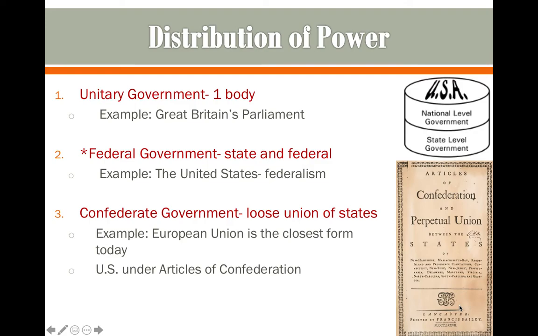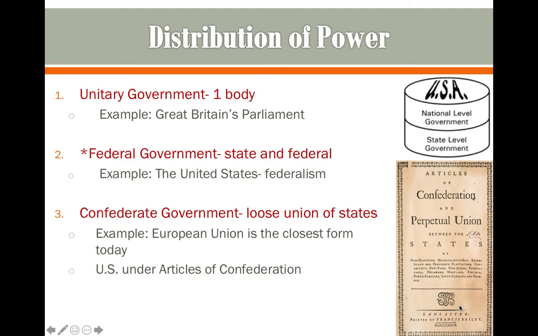Here in America, we have state and we have federal. And so that's the federal government. Even though it's called federalism, and it sounds like it's just federal at the national level, federalism means state and federal. And so it's the way that the federal government reacts and arbitrates with the states. So here in America, we have the national level and then we have the state level.